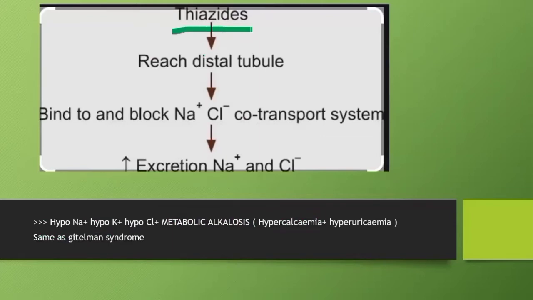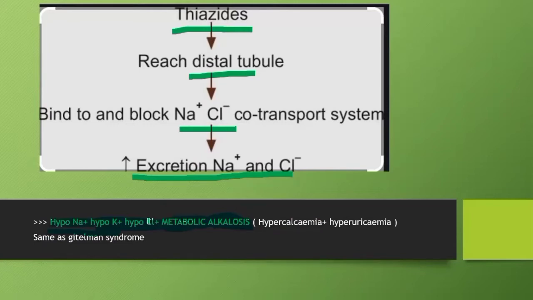Now thiazide acts on the distal convoluted tubule and blocks the sodium chloride co-transporter system, and therefore there will be excretion of sodium chloride along with water and therefore cause diuresis. Now what will be the blood picture? There will be hyponatremia, hypokalemia, hypochloremia, metabolic alkalosis. This is the biochemical picture after prolonged use of thiazide. Also, prolonged use of thiazide causes one more syndrome known as Gitelman syndrome.